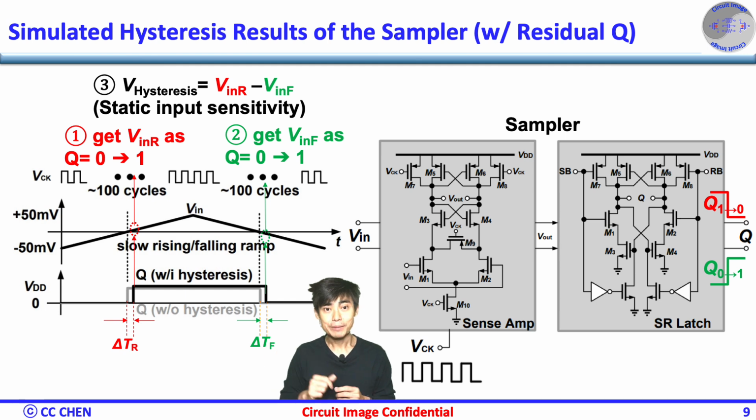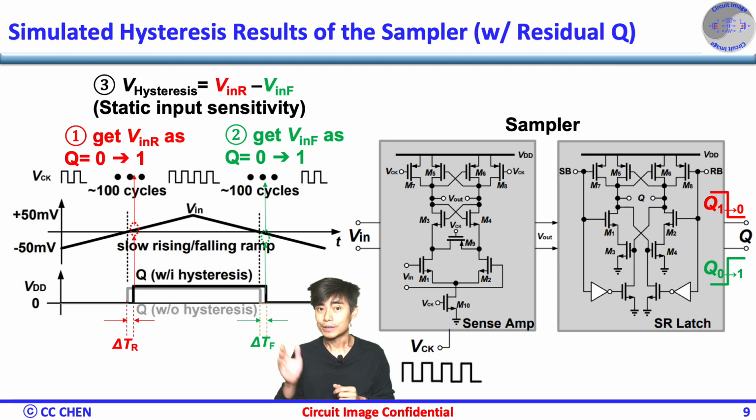Bingo! You should expect the differential output to toggle from 0 to 1 after a delay time, delta TR, over the time when the input passed the differential 0 voltage from the rising ramp. Then, the sampled voltage V in R will be the minimum input voltage to flip the output from 0 to 1. Similarly, the V in F will be the minimum input voltage to flip the output from 1 to 0.